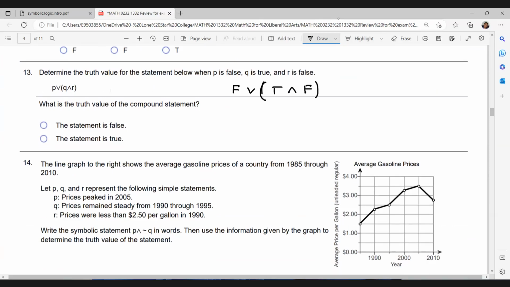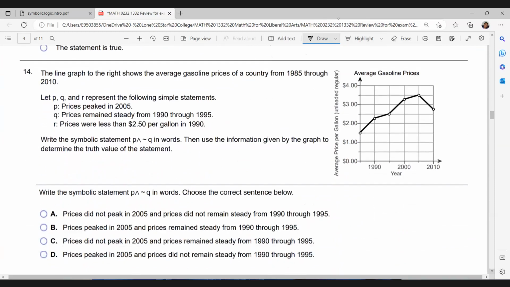So you will work this like you will work out any math problem, and you'll do what's inside of the parentheses first. So we have false. And then what comes out of this? This will be false. And therefore this will also be false as well. Okay. Number 14, it seems a little bit interesting here.